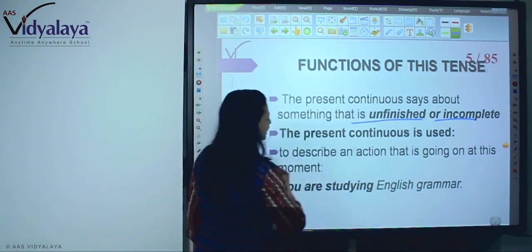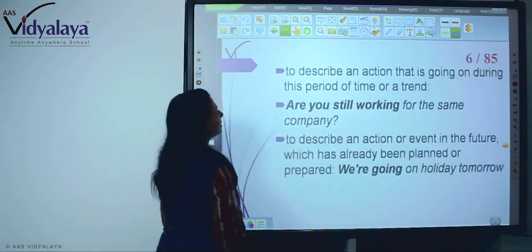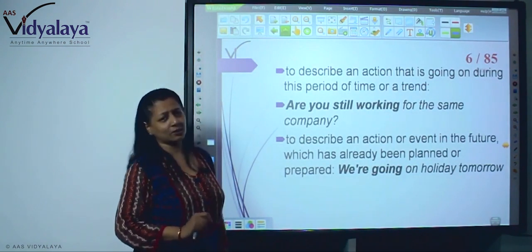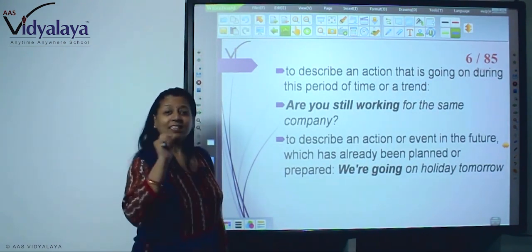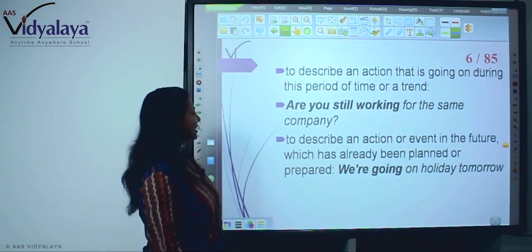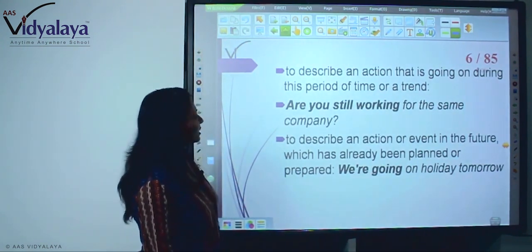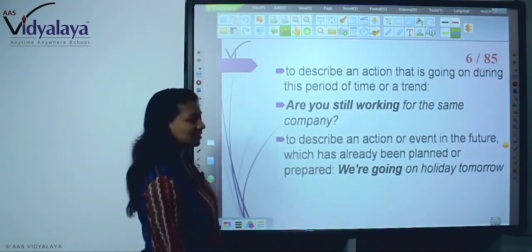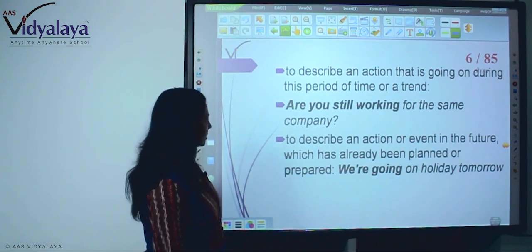So here, this is present continuous. Now to describe an action that is going on during this period of time, or trend. See, in trend, what is there in fashion? So that then only we can use present continuous. Are you still working for the same company? Or what is trending now? In this way we can use present continuous.